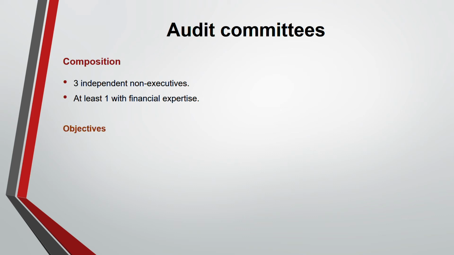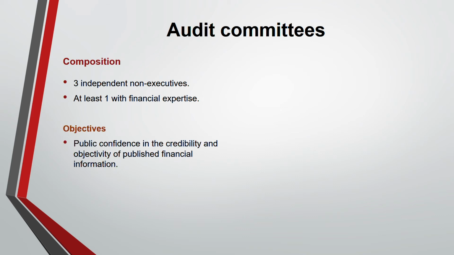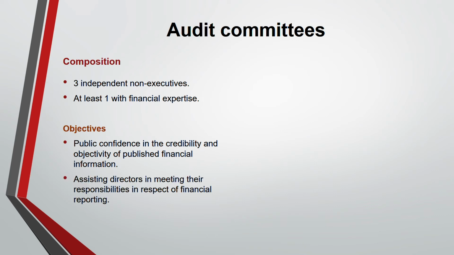Then objectives. What are the objectives of the audit committee? Number 1, public confidence in the credibility as well as objectivity of the financial statements. Number 2, they assist the directors in meeting their responsibilities. Number 3, they communicate with the external auditors. Then functions. What are the functions of audit committees?